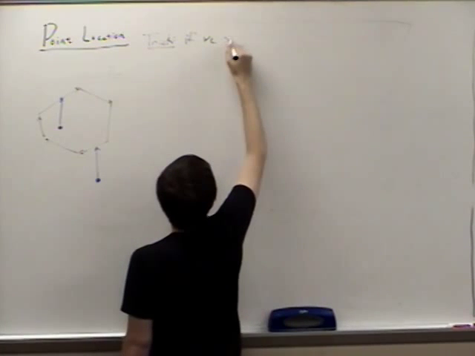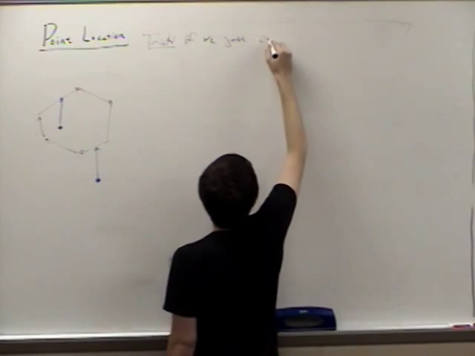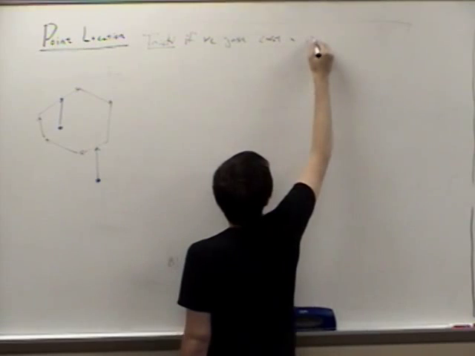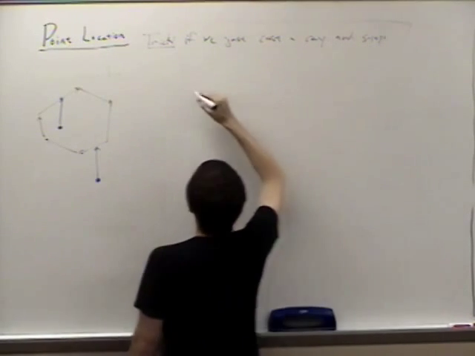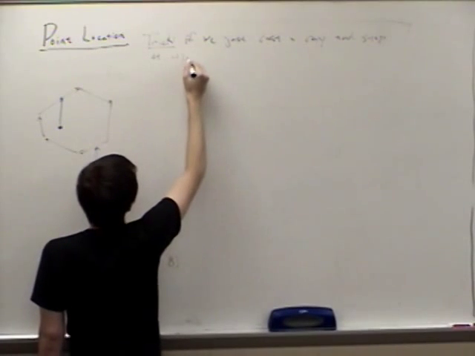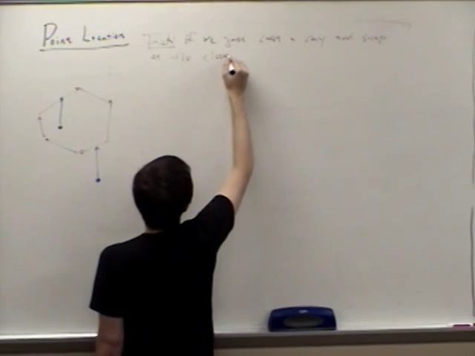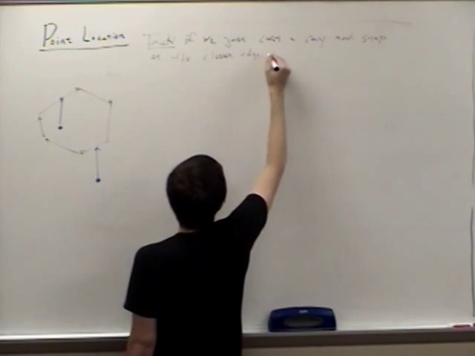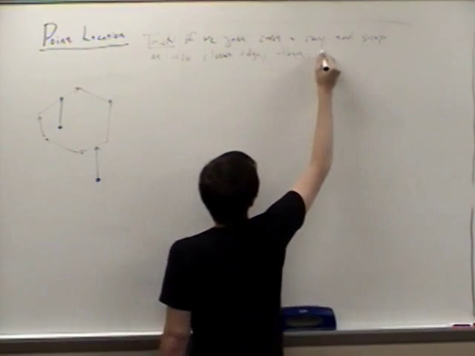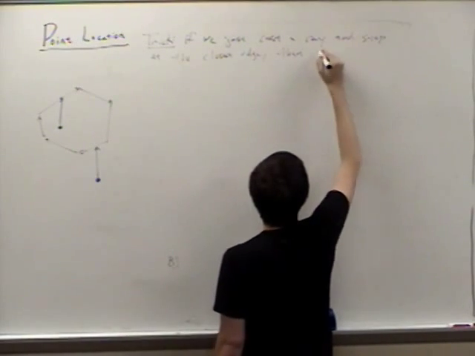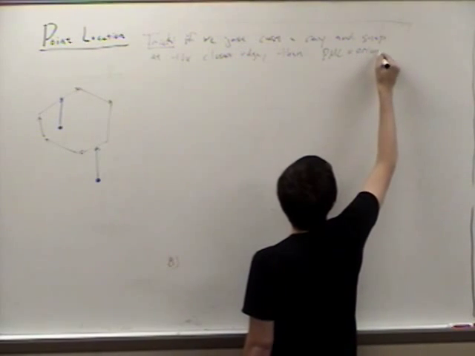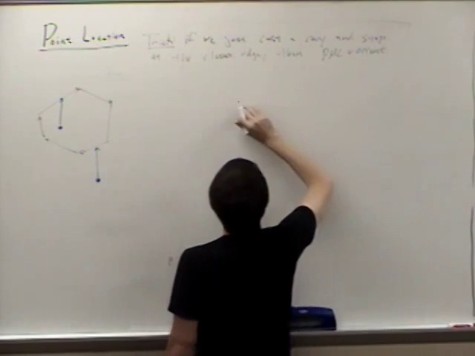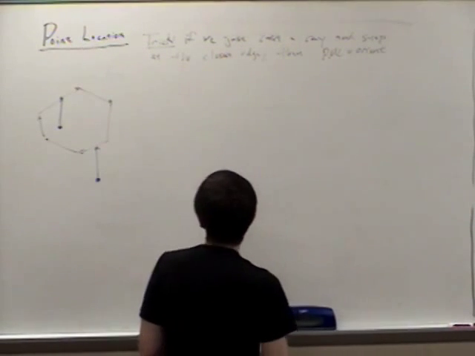If we just cast a ray and stop at the closest edge, then PMC is equal to the orientation. So that's the idea, right?